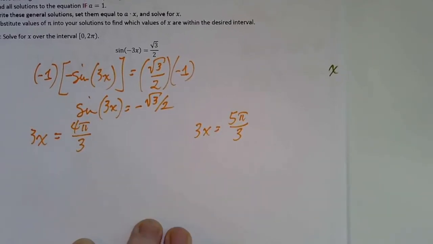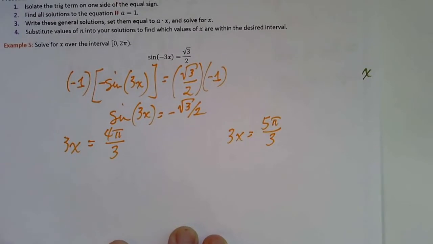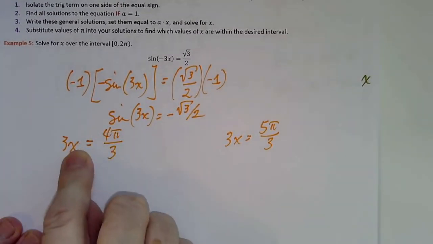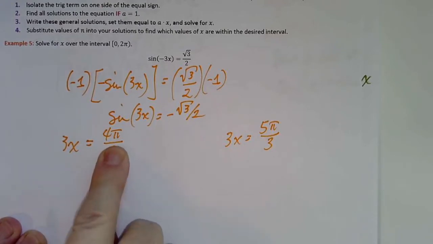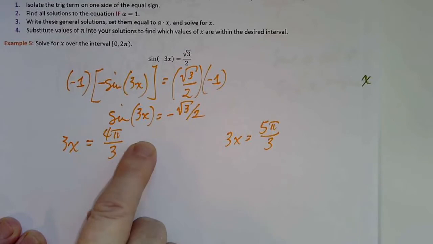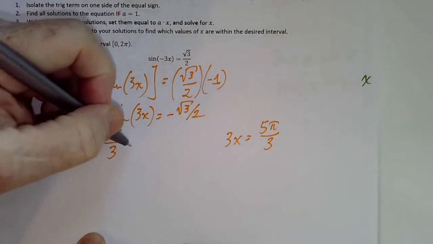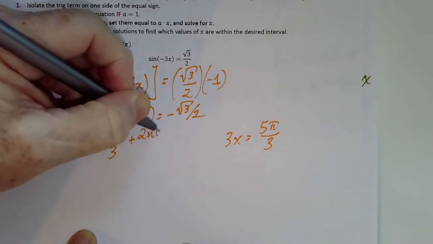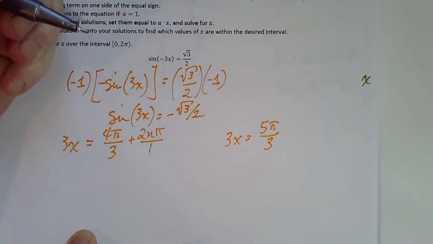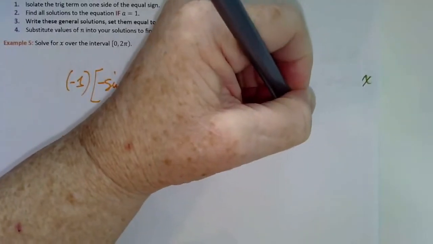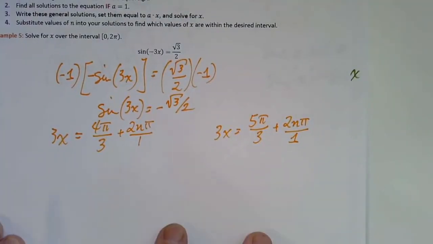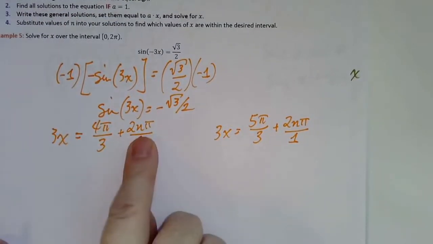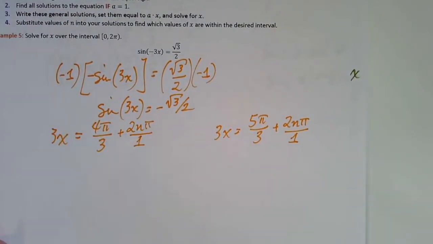Okay, the miracle of the recording. It paused and I was able to fix something. So before I multiply both sides of this equation by 1 over 3, I need to add plus 2n pi. So I'm going to put plus 2n pi, and I'm going to put over 1. And the same thing here. Plus 2n pi over 1. Because I want to divide both numbers by 3, or multiply both numbers by 1 over 3.